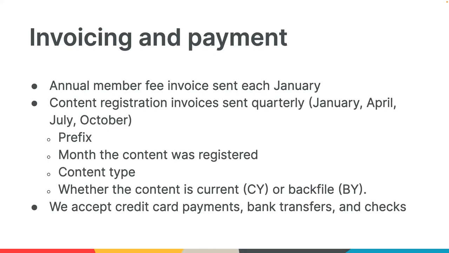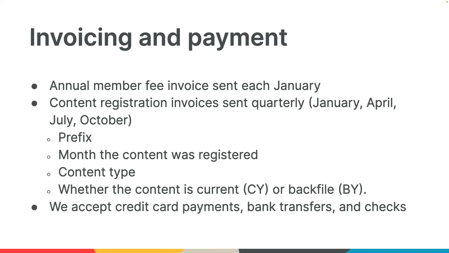The deposit invoice is going to include a lot of information, including the number of items registered for each prefix. Some members have more than one prefix, so it's helpful to know what belongs with what prefix. It will also list the month that the content was registered. And if the content is current year, you'll see CY, or backfile, BY, on the invoice. Again, current year means content that was published during this and the previous 2 years, and backfile is the content published prior to that.